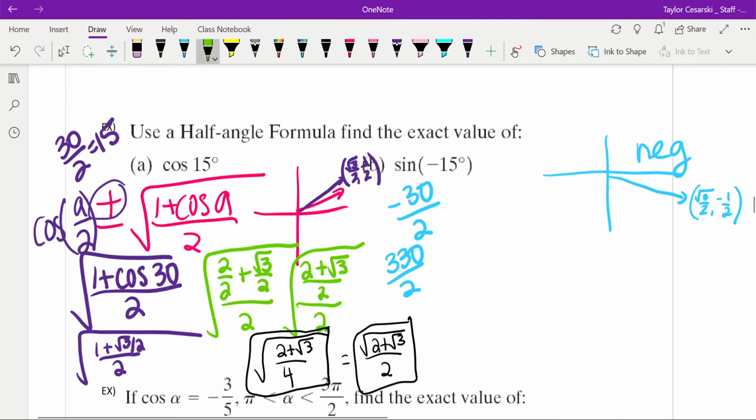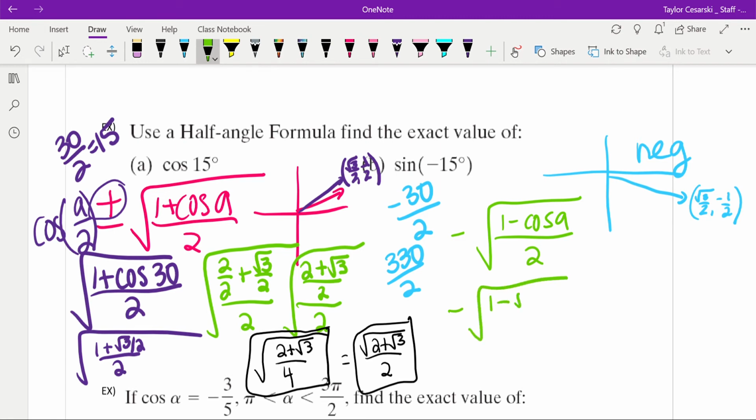Okay, so negative square root of (1 minus cosine of A) over 2. Notice you're using cosine no matter what. So negative square root of (1 minus square root of 3 over 2) over 2.